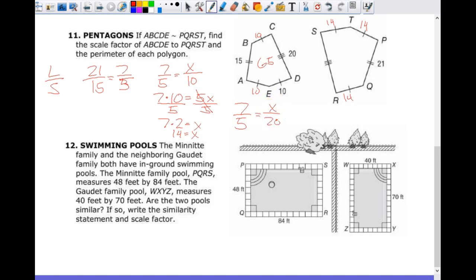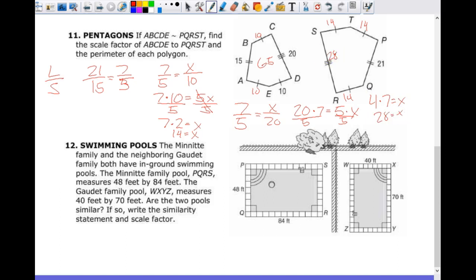Cross multiply, 20 times 7 is equal to 5 times x. So once again, I would not multiply those first. I would first look, hey, that's divisible, right? Divide this by 5, divide this by 5. We get 4 times 7 is equal to x. 28 is equal to x.